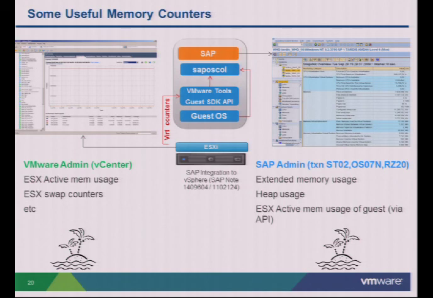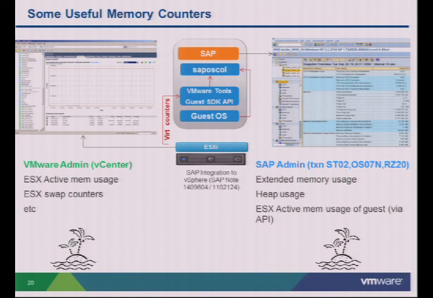Now, what does the SAP admin see? Because of a partnership with VMware, SAP have created an API inside their own transaction that pulls virtual counters from the guest OS via the guest SDK API. So if I'm running SAP in a VM, SAP will pull out the virtual counters inside of SAP, and then you can actually see those counters in the traditional SAP basis transaction, which is a screenshot on the right. That's referred to as OS07N. These are standard transactions for SAP admins.